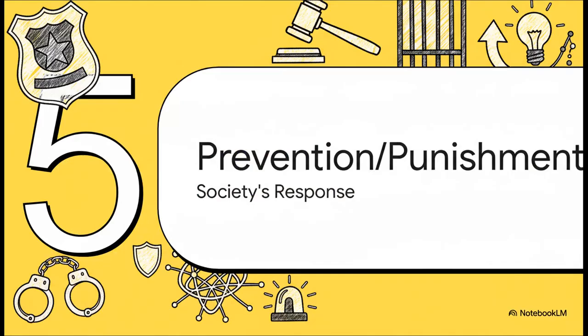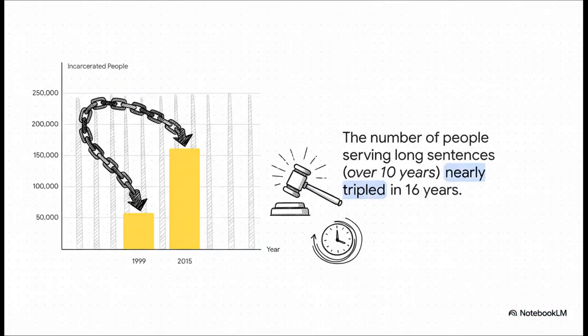And that brings us perfectly to our final section, prevention and punishment. How does society respond to crime, and what does it do to try and stop it from happening again? One of the biggest trends in punishment has been the rise of really long prison sentences. I mean, look at this chart. It's pretty staggering. It shows the number of people serving sentences over 10 years nearly tripled between 1999 and 2015. This really shows a major shift towards tougher punishments, and it's at the heart of the whole debate over what works better, punishment or rehabilitation.